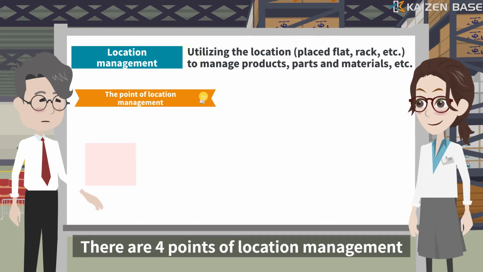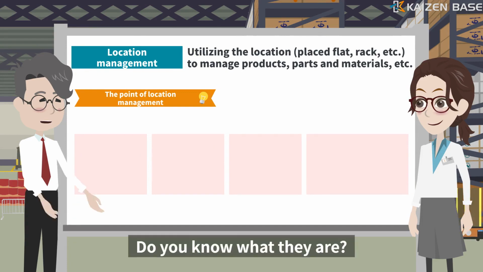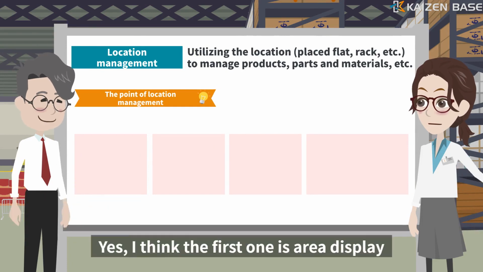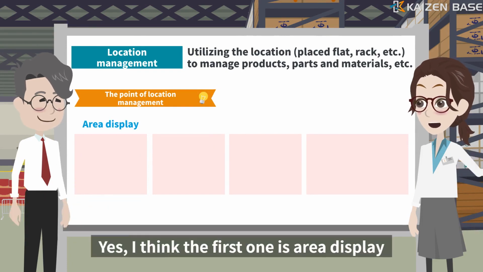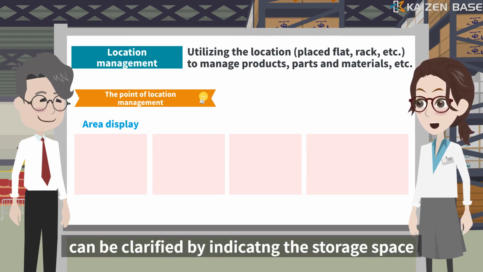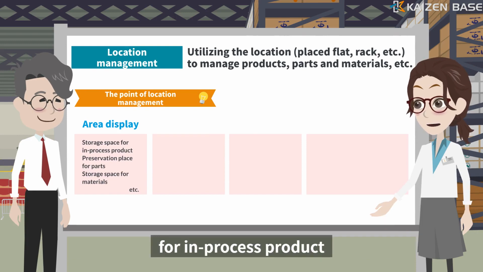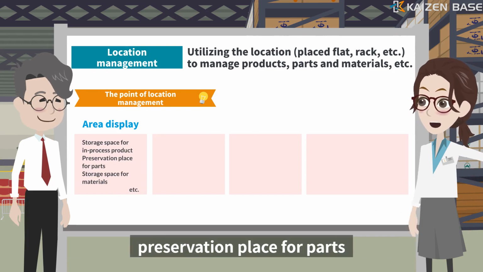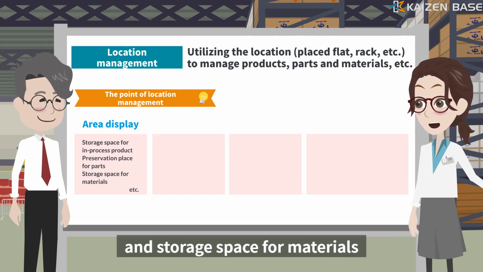There are 4 points of location management. Do you know what they are? Yes, I think the first one is area display. For example, what should be put in this place can be clarified by indicating the storage space for in-process product, preservation place for parts and storage space for materials.